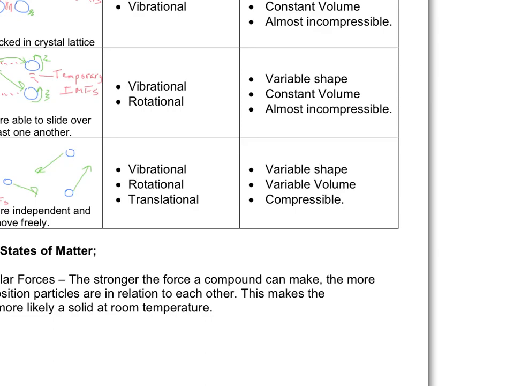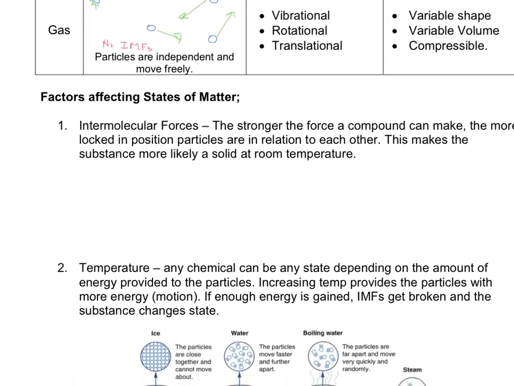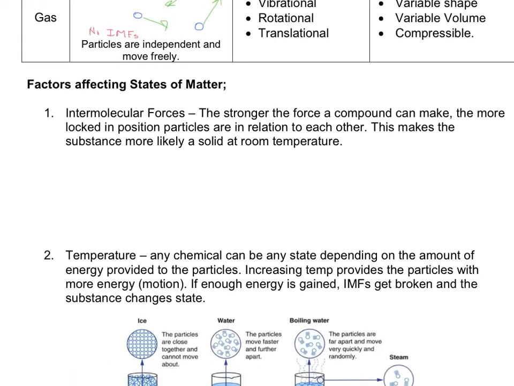Discussed below are the two main factors affecting the state of matter. The first being the strength of the intermolecular forces that can be formed between the compound's particles. The stronger the intermolecular force a compound can make, the more locked into position the particles are in relation to each other. This makes the substance more likely to be a solid at room temperature. Remember, we discussed this in Unit 1.